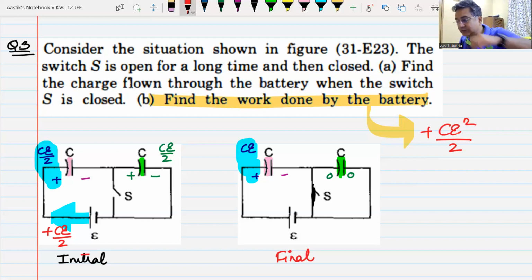Now, the next thing that we are going to do here is what else they can ask. What else they can ask in this question is the heat developed in the wires. Now, how are you going to find out the heat developed in the wires? Because that was a part of the question. So we'll write the next heading.